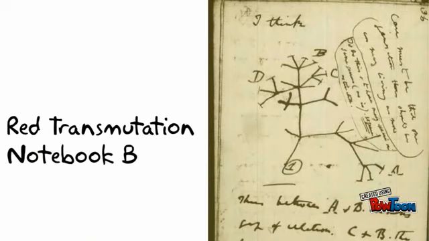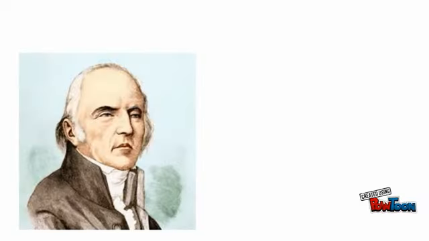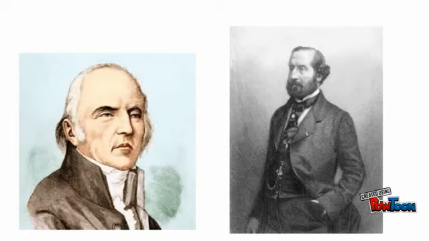Charles Darwin illustrated the first modern phylogenetic tree. The sketch was found in his notebook entitled Red Transmutation Notebook B, which he wrote in 1837. Evolutionists such as Jean-Baptiste Lamarck and Augustin Aguirre proposed branching figures of animals and plants. However, Darwin's phylogenetic tree was the first to propose an evolutionary tree of life.